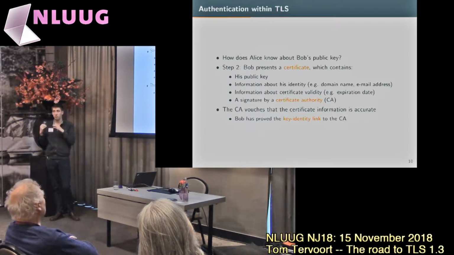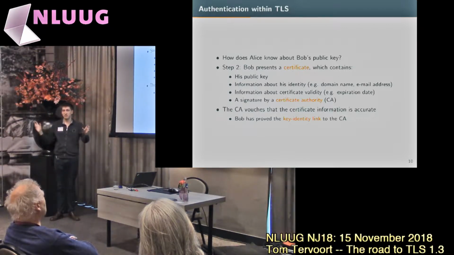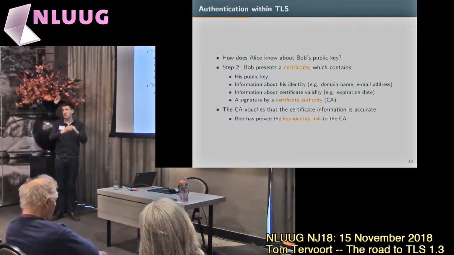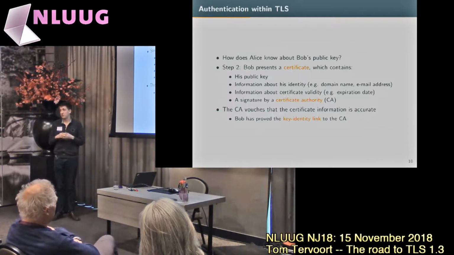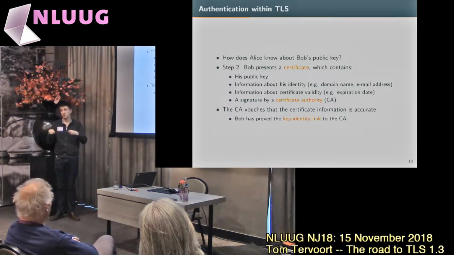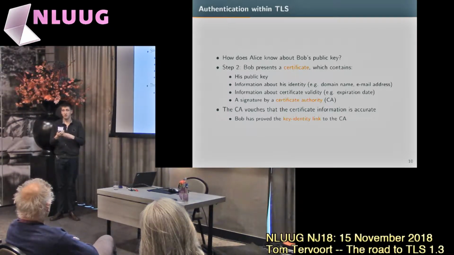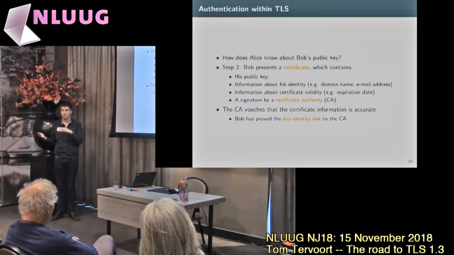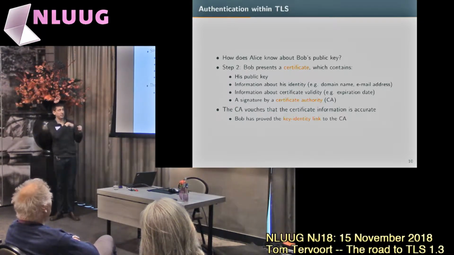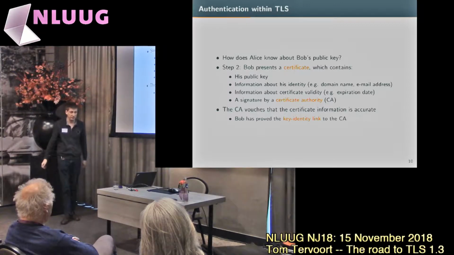So at some point, Bob has proven to the certificate authority that the key and his identity belong together, that he is indeed Bob, that he has this public key. And at that point, the certificate authority says, okay, I'm going to sign your certificate now. And I'm going to, for example, check that your expiration date is not too far in the future. And at the moment the signature is set, Bob can start using the certificate.